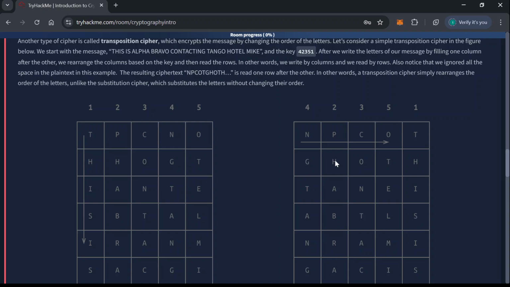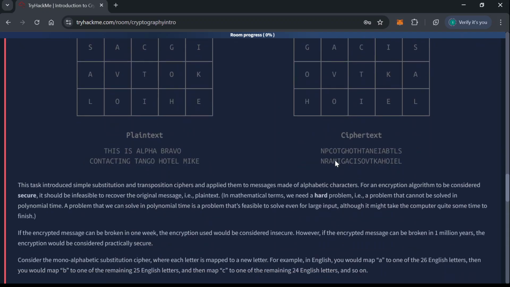So now, in other words, we are going to write by columns and we are going to read by rows. Also notice that we ignored all the spaces in the plain text in this example. So the resulting cipher text is going to be this gibberish, and we will now read it one row after the other. In other words, a transposition cipher simply rearranges the order of the letters, unlike the substitution cipher, which will substitute the letters without changing their order. I hope that makes sense.